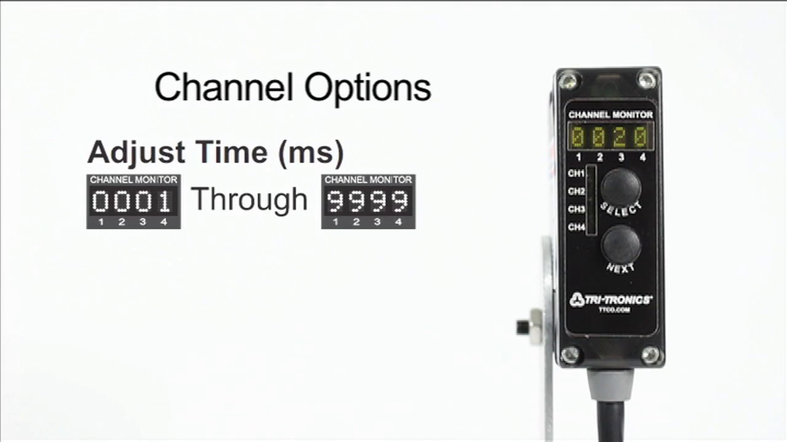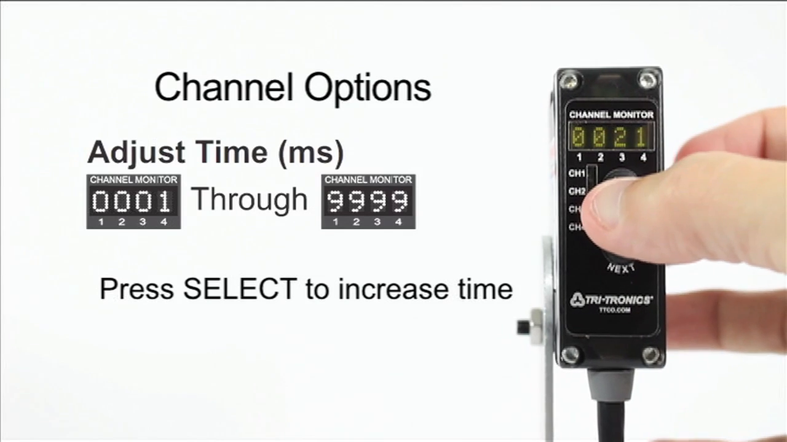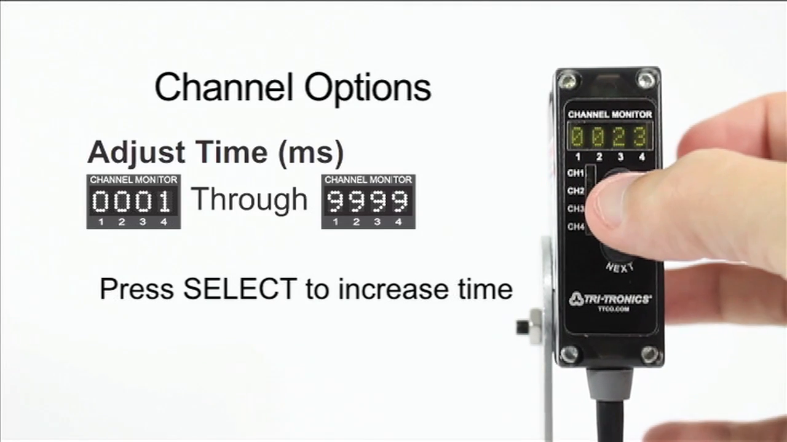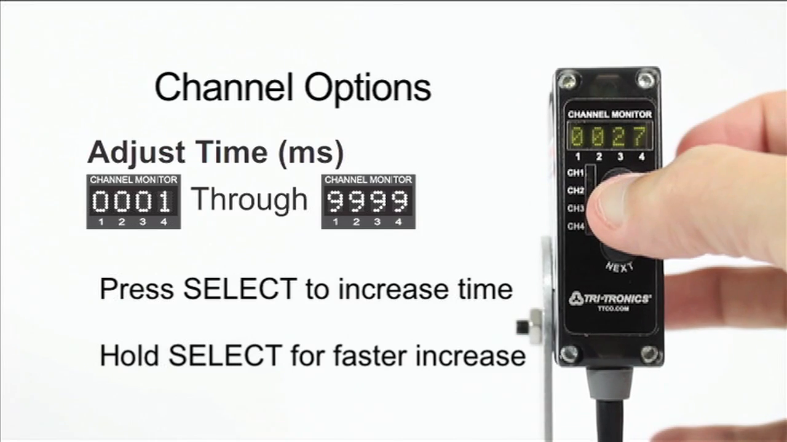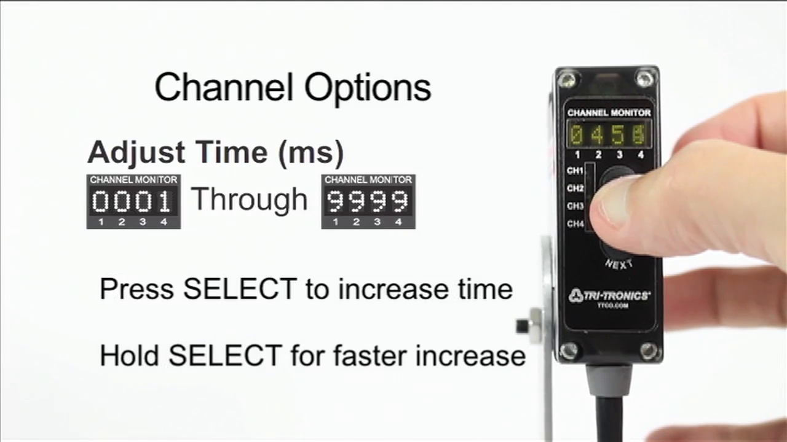Pressing or holding the Select button will increase the timer value in 1 millisecond increments. The longer the Select button is held, the faster the timer value will increase. When the timer value reaches its maximum of 9,999, it will wrap around back to 1 again. Once the desired time is set, press Next to exit the menu.